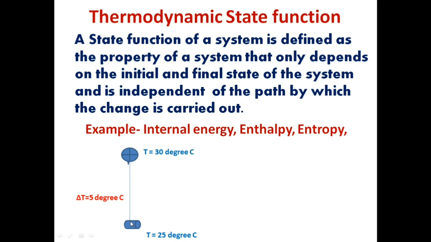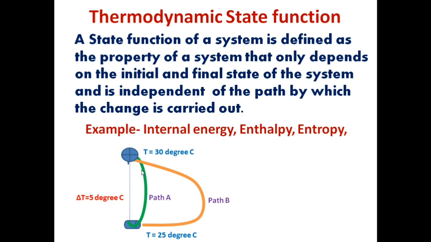Say this system is at the initial stage at 25 degrees Celsius. After a lot of conversion, the final product is formed whose temperature is 30 degrees Celsius. Now, if you choose different paths to reach that state, say path A, the temperature at the initial stage is 25 degrees Celsius and at the final stage it is 30 degrees Celsius. So what is the temperature difference? Delta T is 5 degrees Celsius.